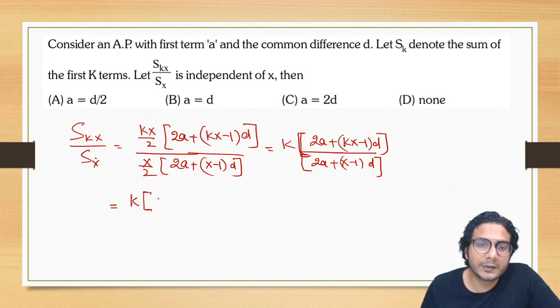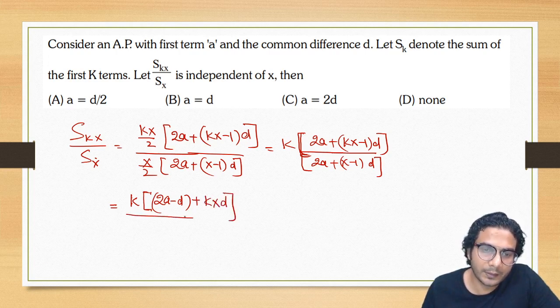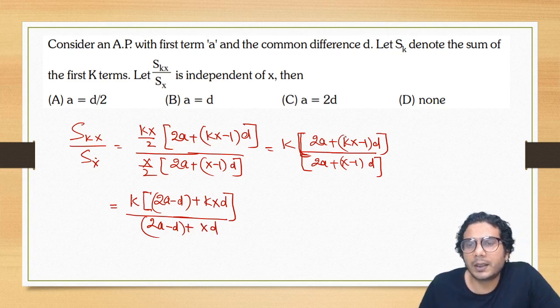All right. So one more step, I'm giving you the hint. If I write 2a minus d plus kxd, if I write 2a minus d plus xd.